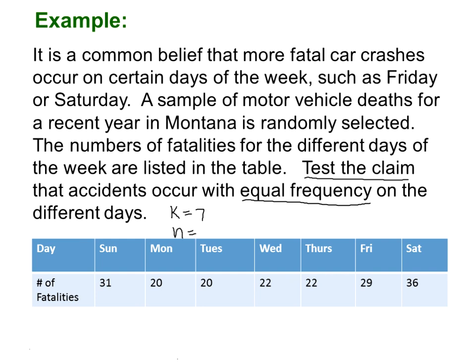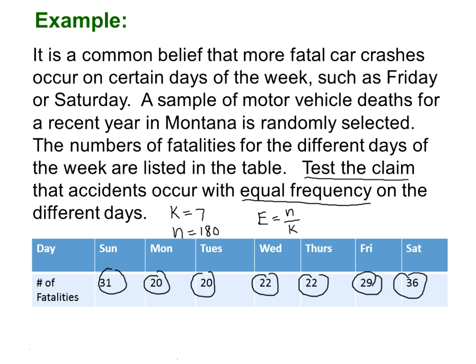All right, so you just add up all those numbers to get N? Okay, so 180 is what you have. Remember that E is equal to N over K. So if accidents occur with equal frequencies, we would expect the same number of accidents on the different days, right? What we see there are the observed values. So 31, 20, 20, 22, all these values that are on the table, those are known as our observed values. That's what actually happened.